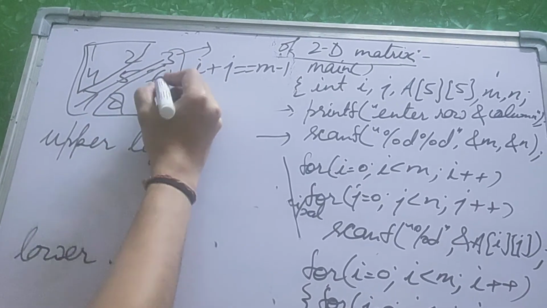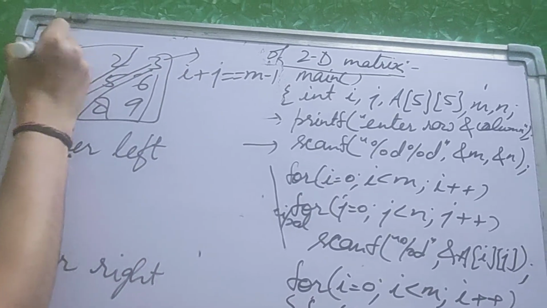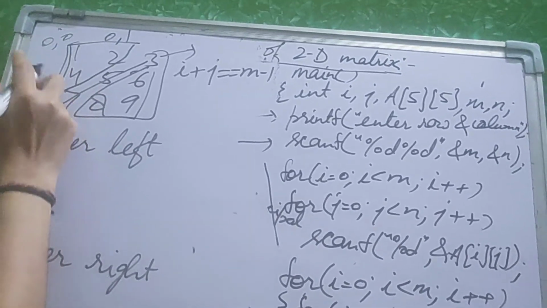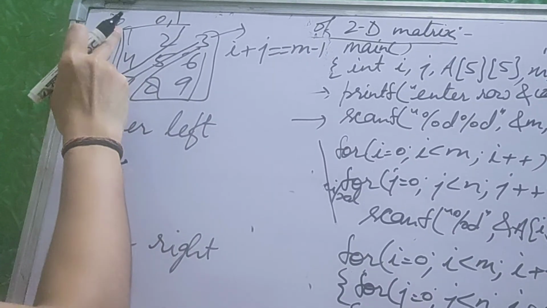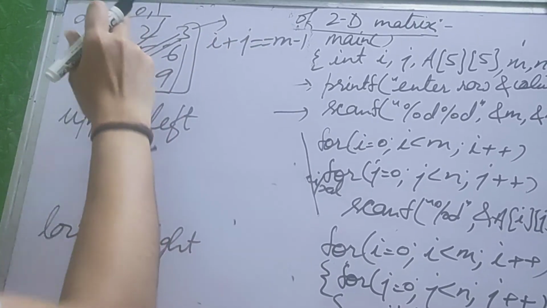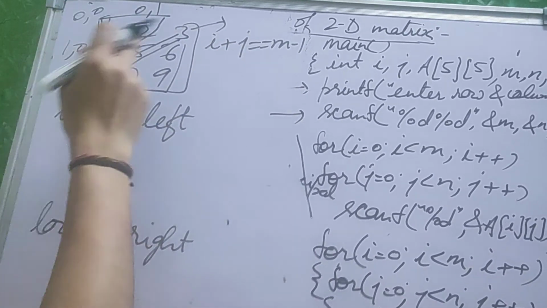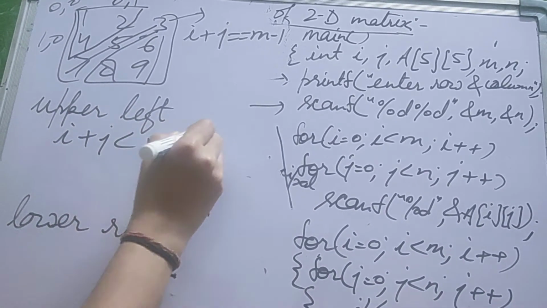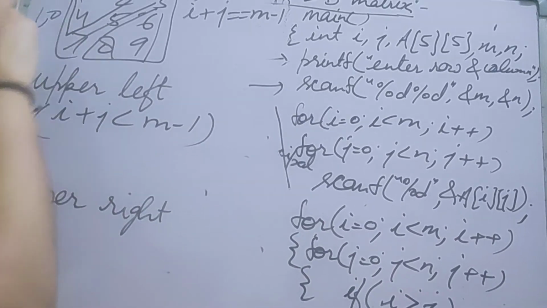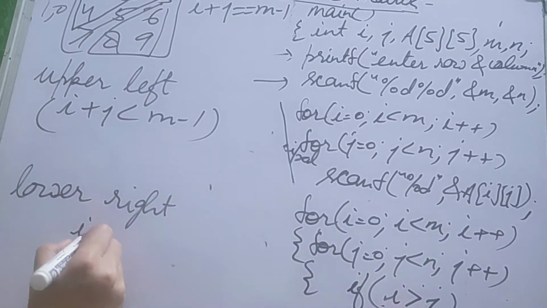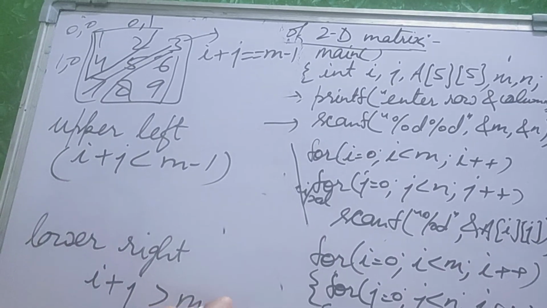Now what is the value for this? 0 0. What is the value for this? 0 1 index, and this one is 1 0. What we can check? i plus j is less than m minus 1 for this upper left triangle. i plus j is less than m minus 1. This is the condition for upper left triangle. Now lower right triangle: i plus j is greater than m minus 1.